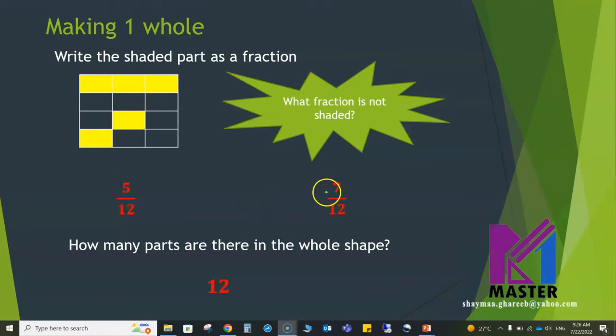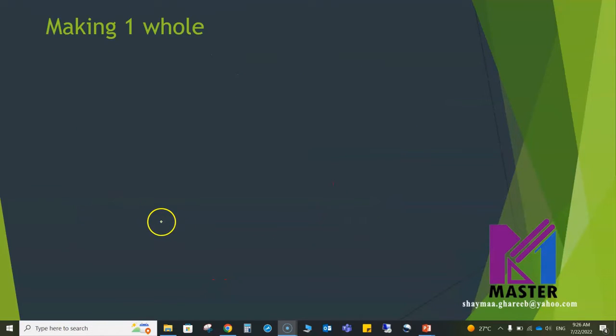So when we add these two numbers together, 5 and 7, we will get the number in the denominator, okay? To form the 1 whole, as we said before. We just link it to making 1 whole. Now, look at these two numbers. As you can see, they form the number in the denominator.